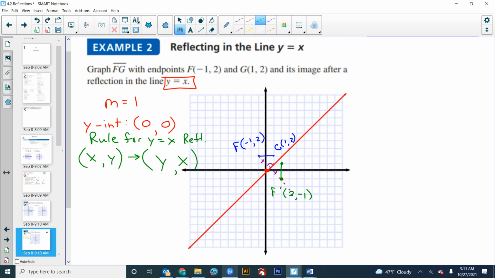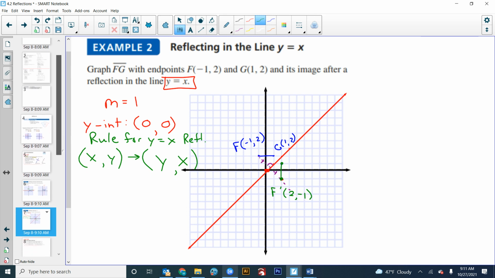Why would they pick that one? Well, I don't want to get too in depth into it now, but in Algebra 2 and pre-calculus, there are certain types of functions that are reflections of each other over the line y equals x. All right? And that'll be important to know what that looks like. And so this is a good little precursor for it.